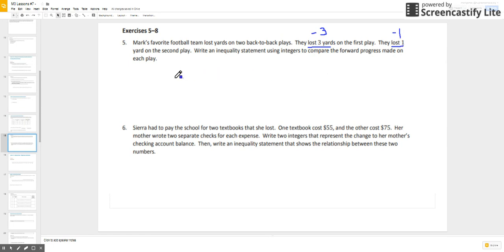The first way, of course, is least to greatest. So negative 3 is less than negative 1. You also could have written it this way: negative 1 is greater than negative 3. Either one of these answers would be correct, because it doesn't indicate which way they want us to go. I can't see it anywhere.